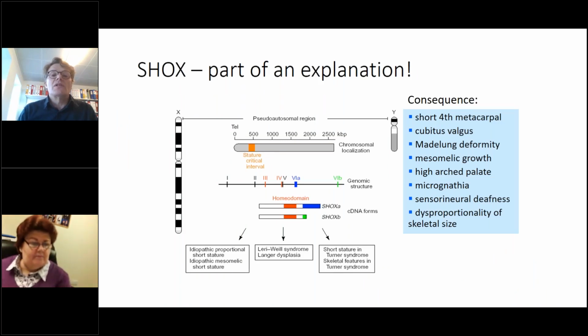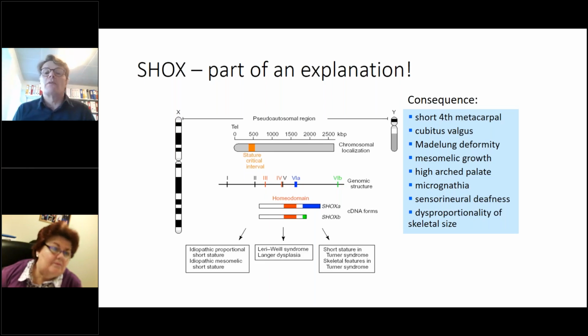The SHOX gene was discovered many years ago, and we know that it is responsible for some of the phenotypic characteristics of Turner syndrome, especially the shortened final height that we see in Turner syndrome, but also some of the other consequences of Turner syndrome, as you can see on this slide. But since the SHOX gene was discovered, we have been looking for other genes that have until now eluded our discovery.